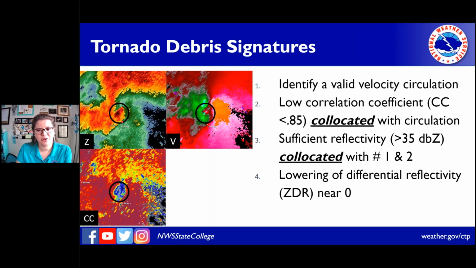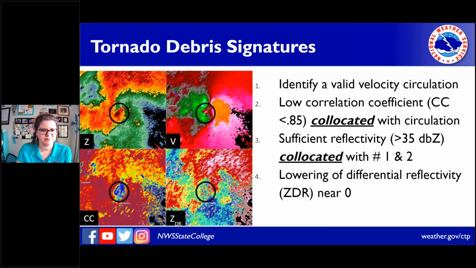Okay, let's see if it co-locates with our reflectivity. Yep, in fact, this looks like a hook. We've diagnosed that hook echoes are common with supercells, and this hook shape tells me that there is rotation happening. And also, since we see all the CC and velocity, this is where the tornado is. And then just verifying with ZDR that we have our lowering in ZDR near zero also co-located. So this is a classic tornadic debris signature.